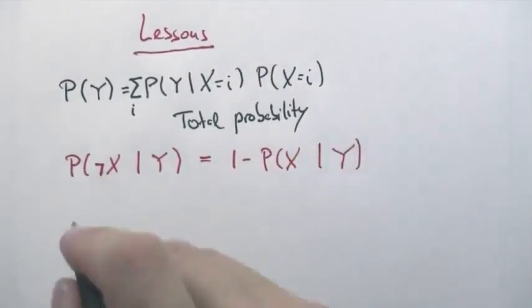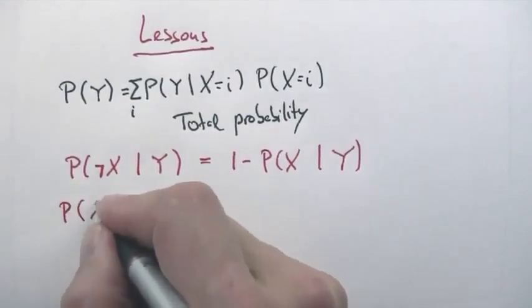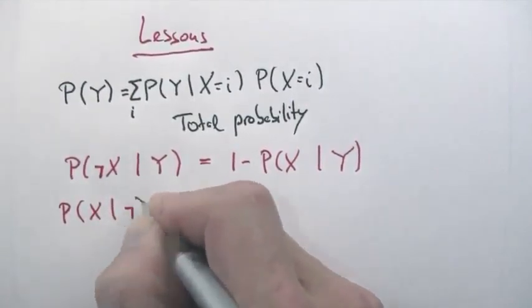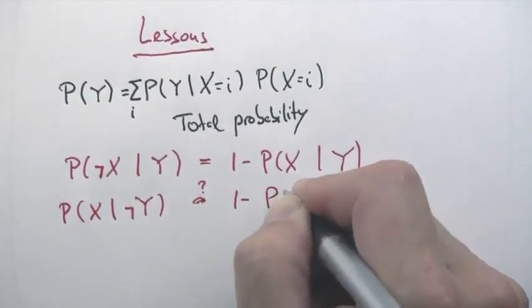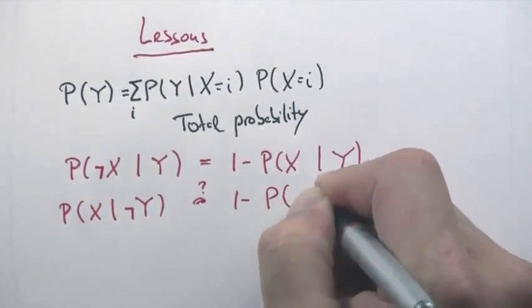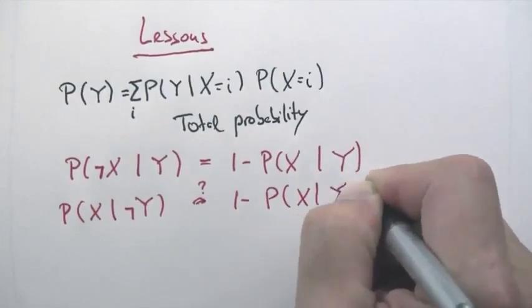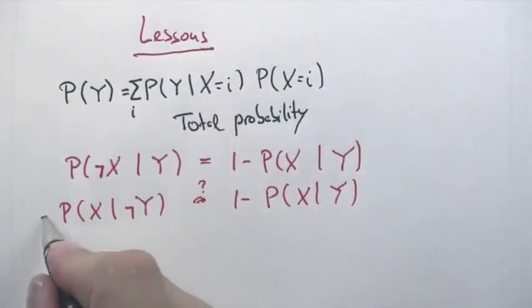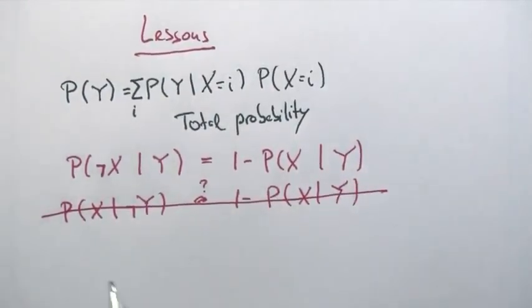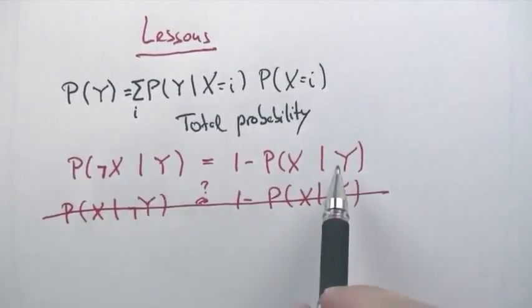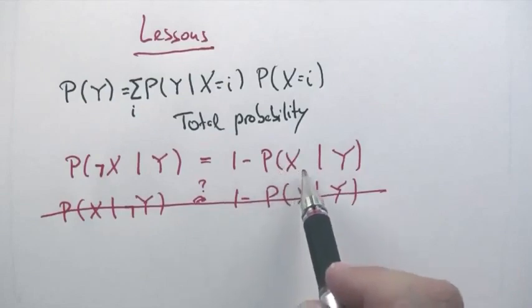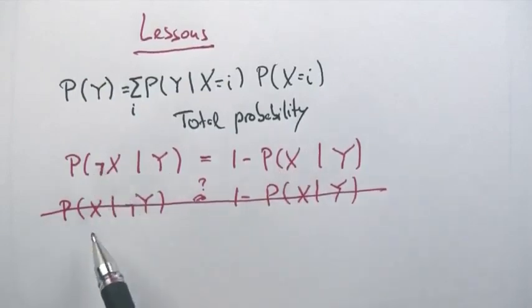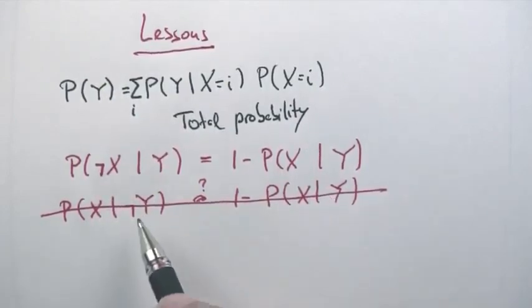Now, you might be tempted to say, what about the probability of x given not y? Is this the same as 1 minus probability of x given y? And the answer is absolutely no. It's not the case. If you condition on something that has a certain probability value, you can take the event you're looking at and negate this, but you can never negate your conditioning variable and assume that these values add up to 1.